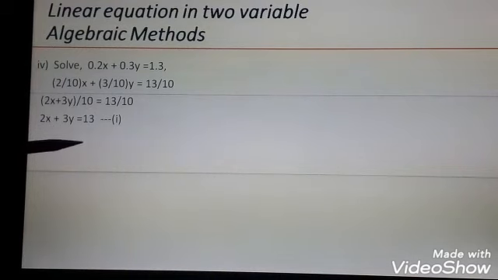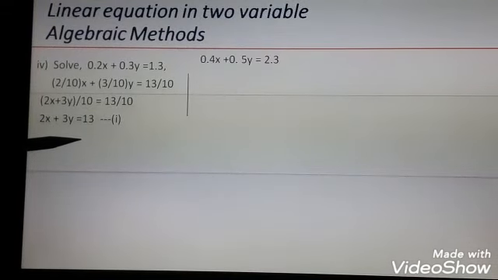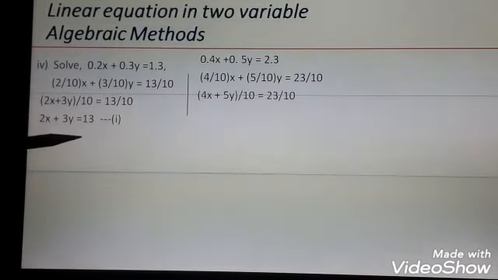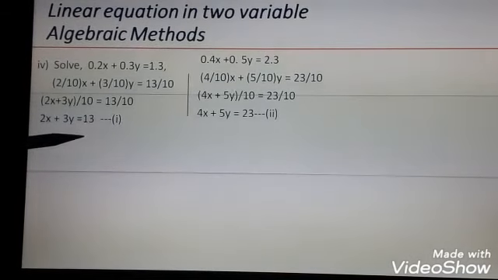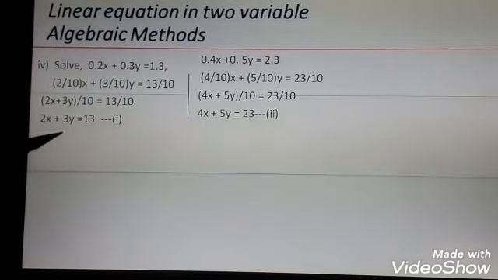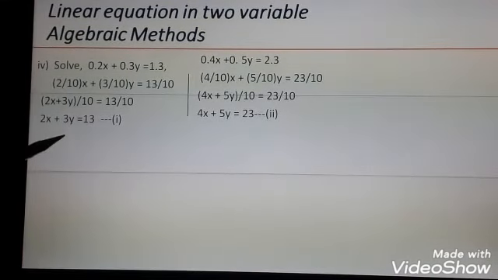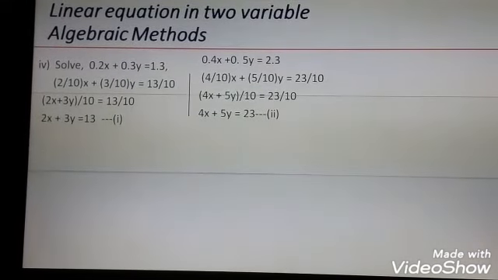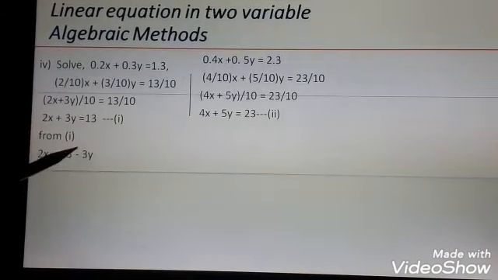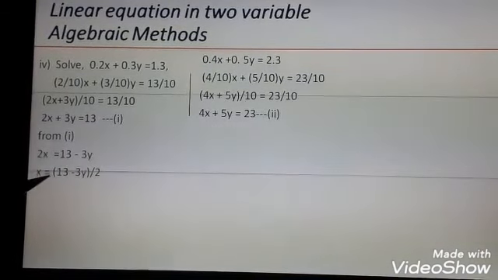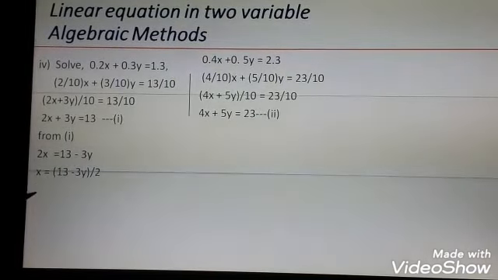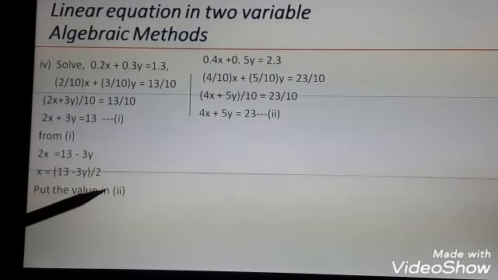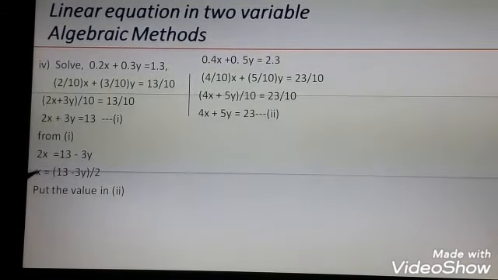Similarly, we can reduce the second equation also to the simplest form by changing it into fractions. So this is the second equation. Now it is my choice whether I want to take the value from the first equation or from the second equation. So what I'll do, I'll take out the value of x from the first equation. So you shift 3y to this side, so you'll get 13 minus 3y. The value of x comes out to be (13 minus 3y) upon 2. So put the value in the second equation. You have taken out the value of x from the first, so now you have to put that value in the second.